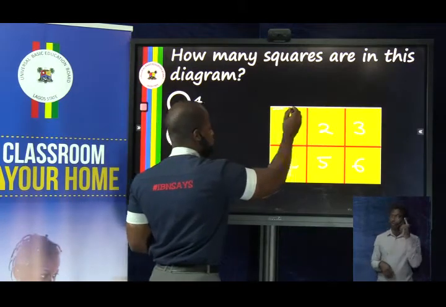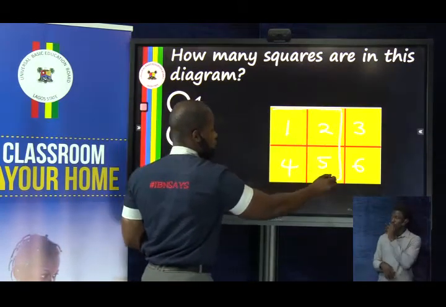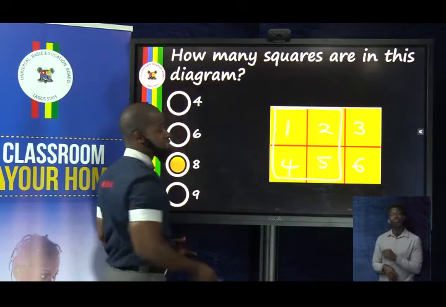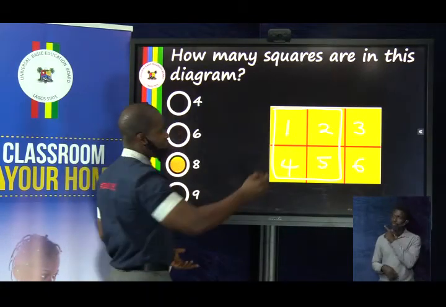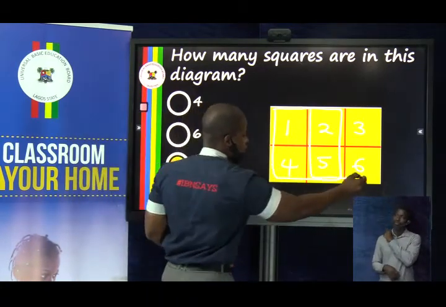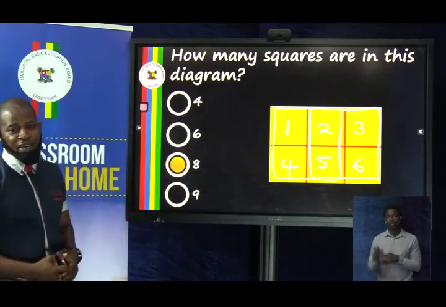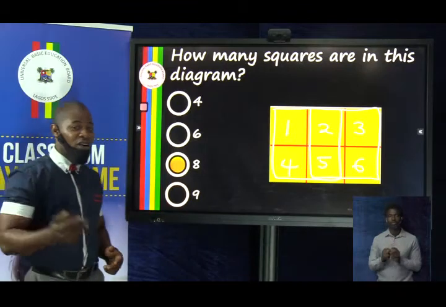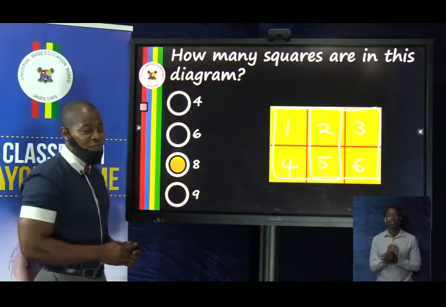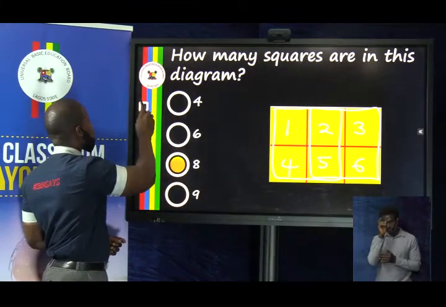But here, that's a square. And from here to here, that's another square, making 8 squares altogether. Did you get that correctly? Brilliant one. Let's move on.